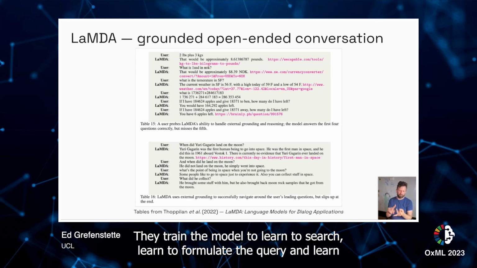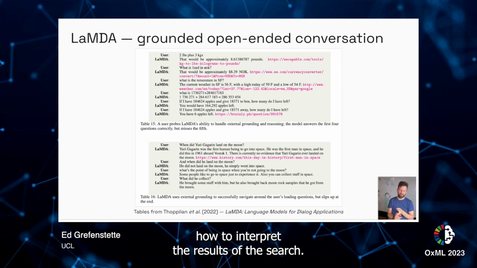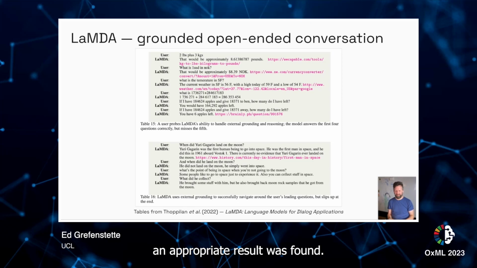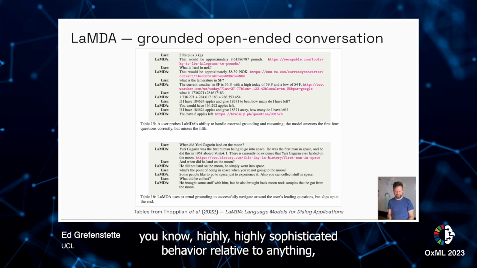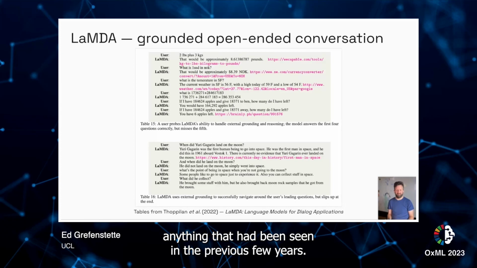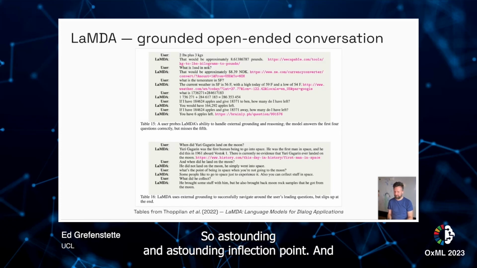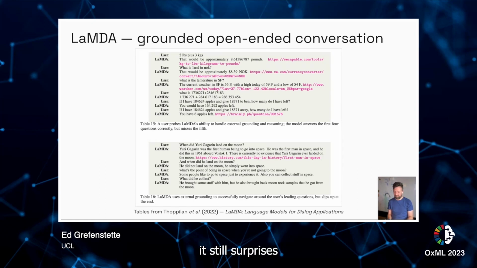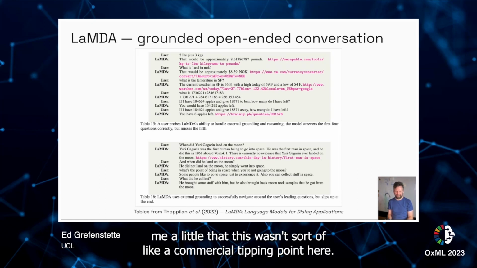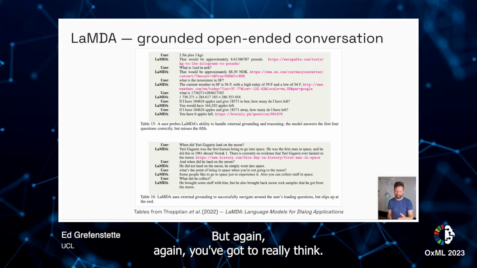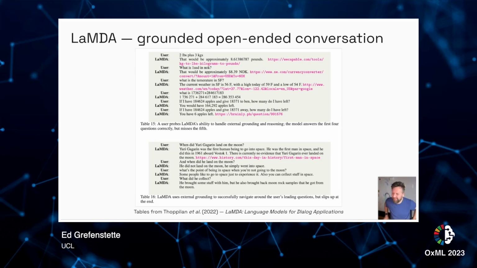They trained the model to learn to search, learn to formulate the query, and learn how to interpret the results of the search. And to even do this iteratively, several times until an appropriate result was found. And this is highly sophisticated behavior relative to anything that had been seen in the previous few years. An astounding inflection point, and it still surprises me a little that this wasn't a commercial tipping point here. But again, you've got to release things.